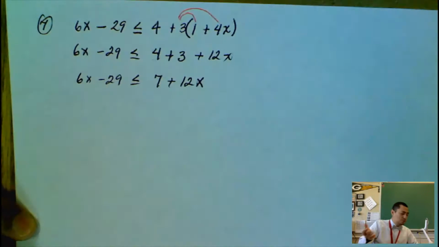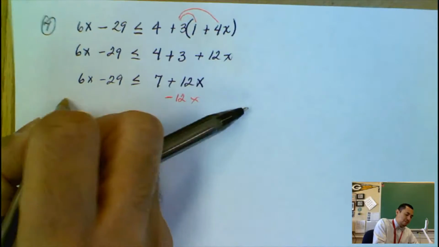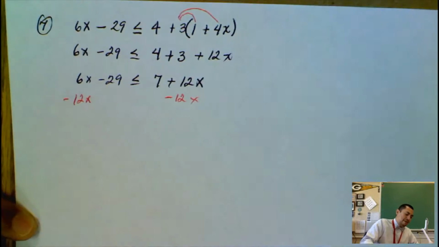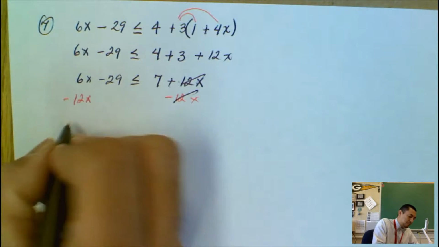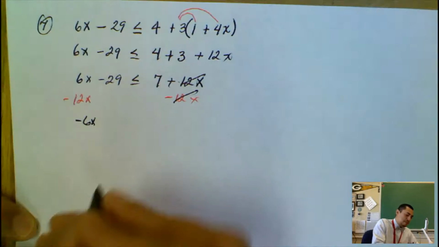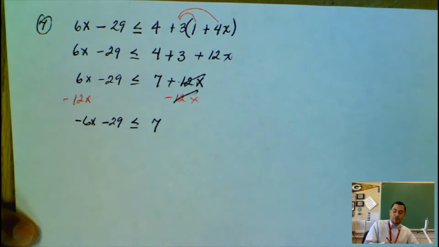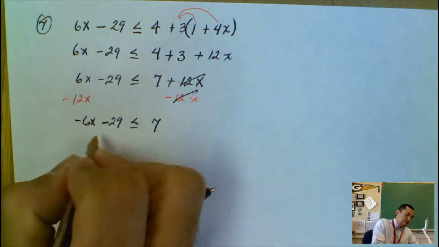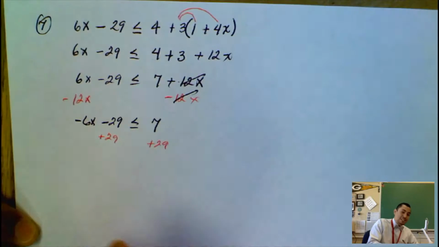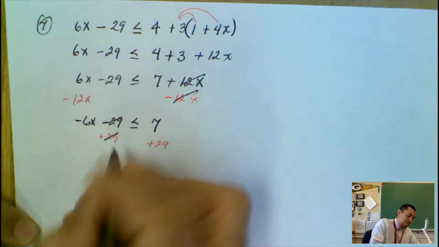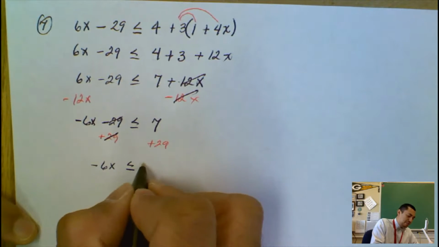Then I'm going to choose to move the variables. I'm going to move this 12x, minus 12x, minus 12x. We cancel out. Okay. 6 minus 12 is equal to negative 6x minus 29 less than or equal to 7. Okay, two-step inequality now. So what we're going to do, plus 29, 7 plus 29 is 36. So negative 29 plus 29, so negative 6x is less than or equal to 36.